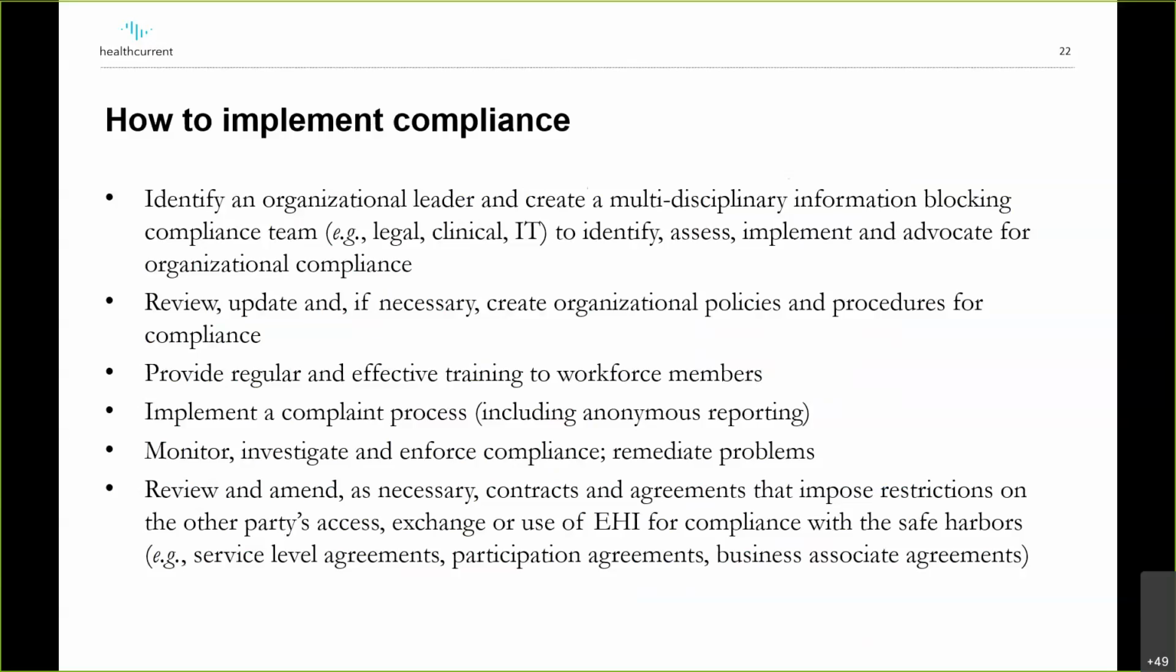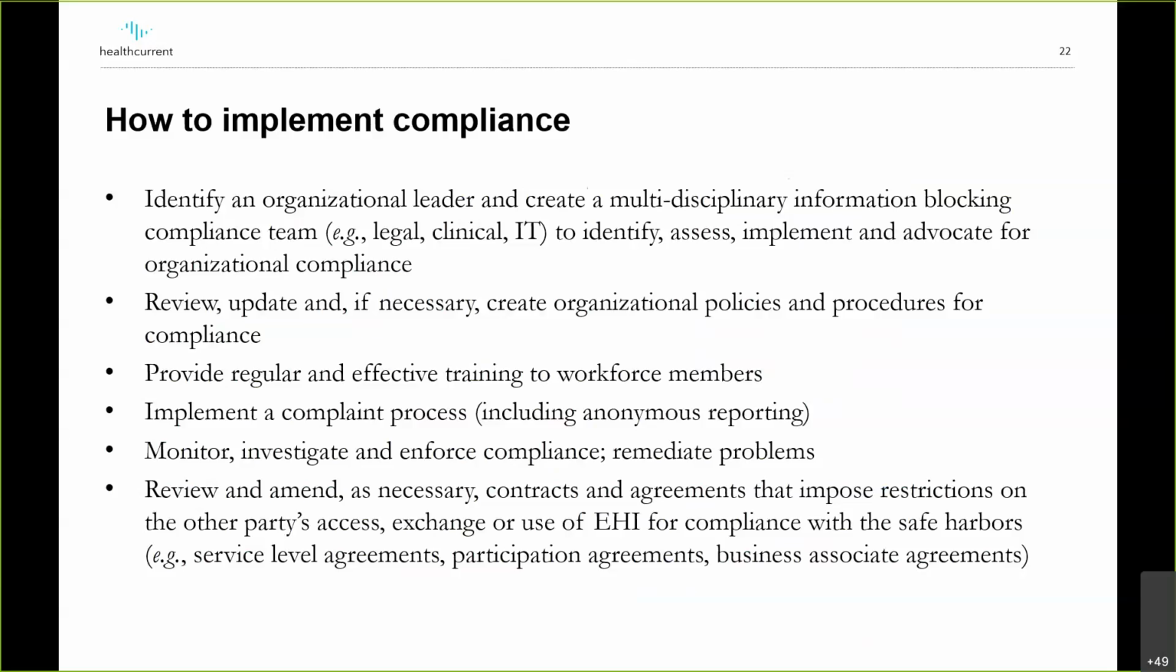And just like your HIPAA compliance, November 2nd isn't a stop date. It's the start date. This is going to be an ongoing thing that you'll need to do in order to monitor, investigate, and enforce compliance. And throughout this process, you might find that you actually need to go back and amend some of your contracts or agreements that impose restrictions on access to EHI in order to comply with the information blocking rule.